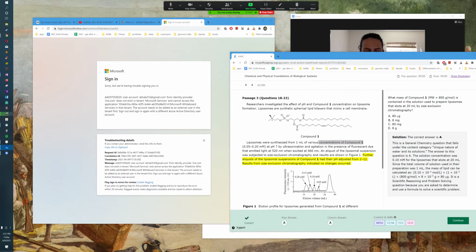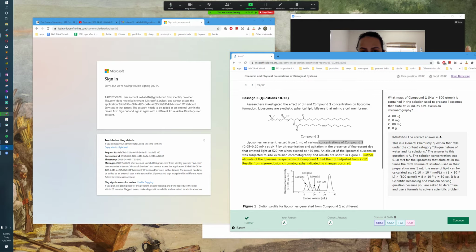An aliquot is basically the sample that they use. So 1 ml of compound 1 in an aliquot, and then they throw that into this size exclusion chromatography thing, and elution is just how much of the overall thing is coming out. But how can you get 20 mLs if you just threw in 1? Because it's 1 ml of compound 1, but it's 20 mLs of that solution that's eluted, yeah.